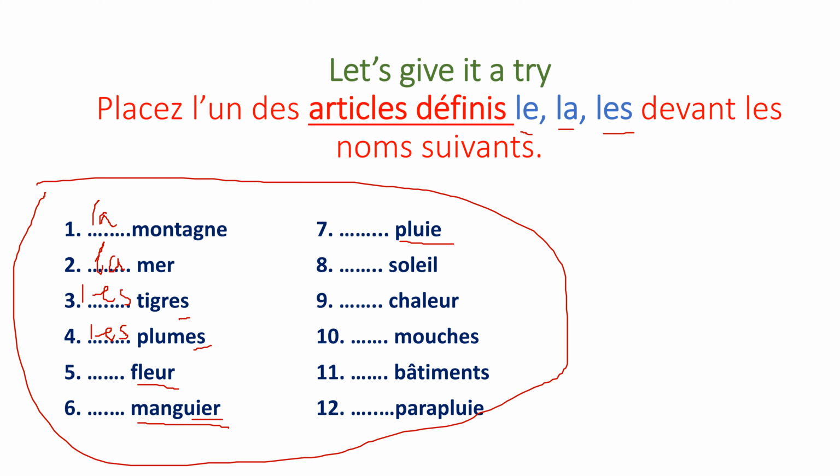I'm going to say the same thing for pluie, soleil, chaleur. Check it out. Open your dictionary and look at the gender, masculine or feminine, and then you choose the appropriate article défini. Now, mouche and bâtiment, how about that? The S is indicative of what? Based on what you know already, this should be an easy peasy answer. Okay?